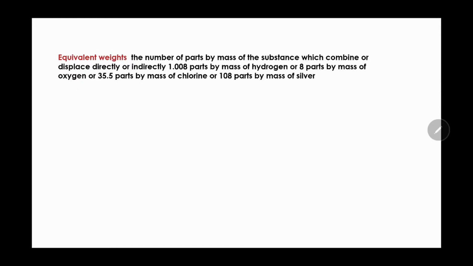So let's take up the definition of equivalent weights once again. The number of parts by mass of the substance which combine or displace directly or indirectly 1.008 parts by mass of hydrogen, or 8 parts by mass of oxygen, or 35.5 parts by mass of chlorine, 108 parts by mass of silver. So you might be thinking why am I obsessed with oxygen? It's nothing, they were just some examples. Now I will be showing you some examples with respect to hydrogen, chlorine and silver.